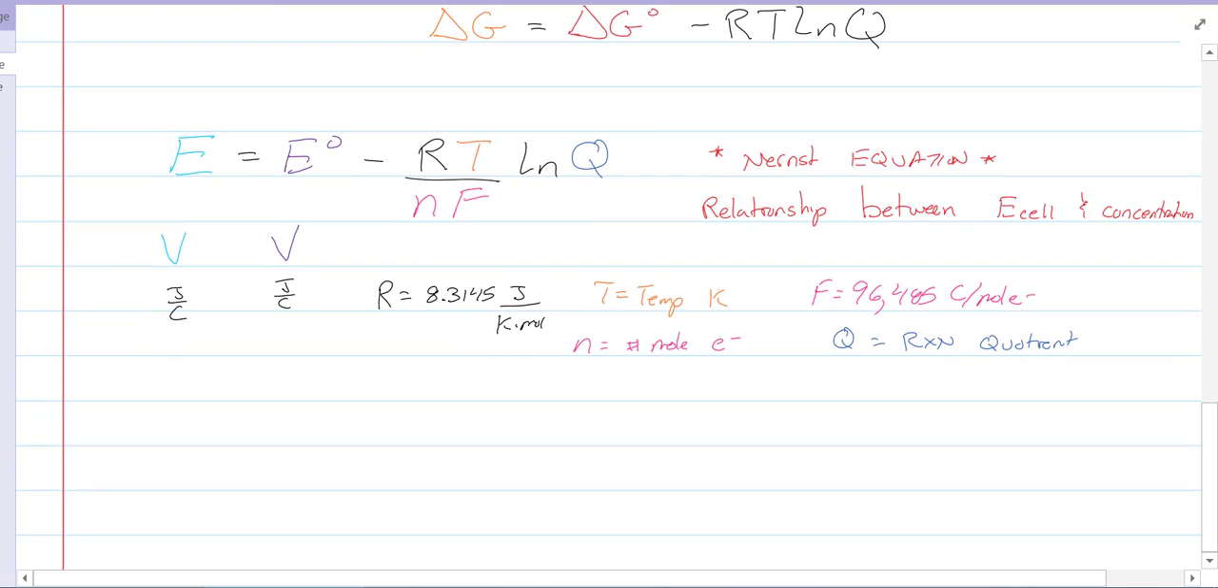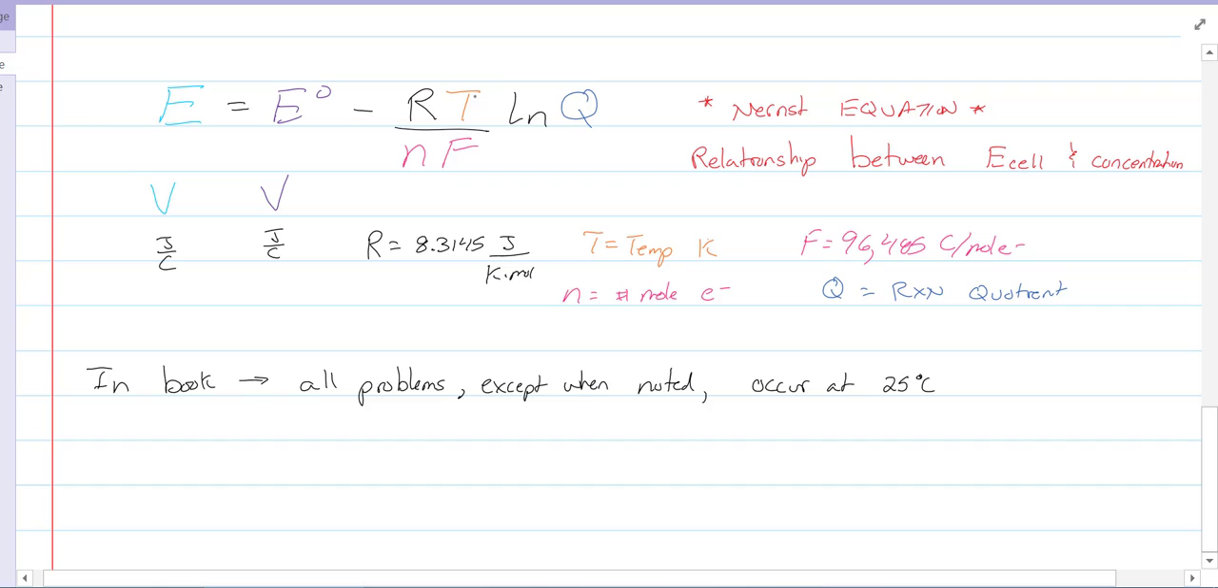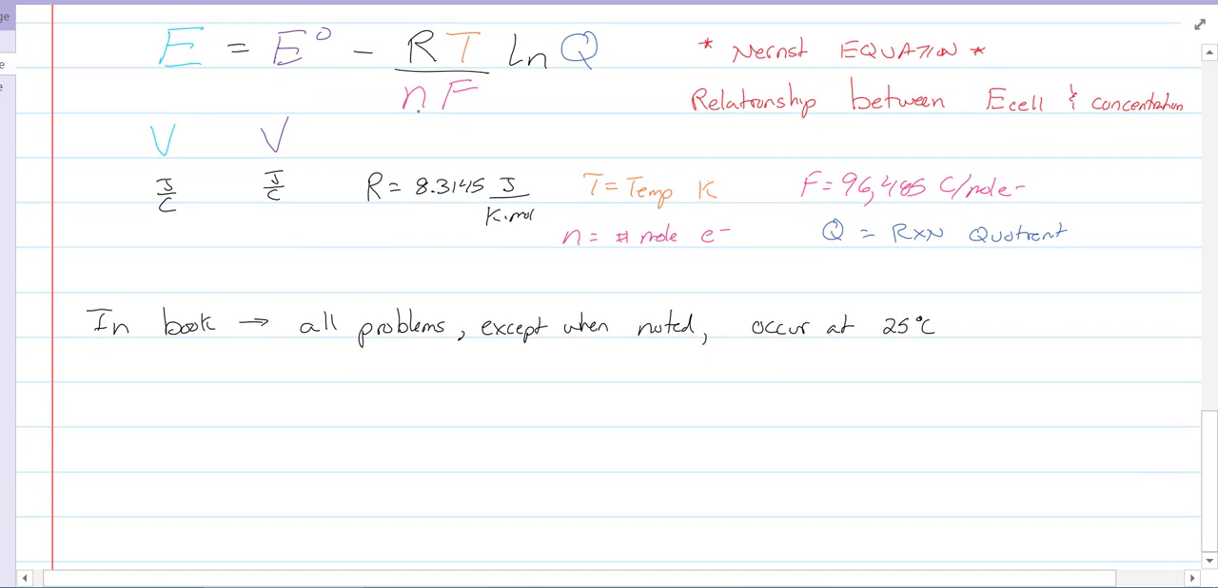Now, in the book, in most books, all problems, except when noted, which are very few in this case, occur at 25 degrees Celsius. So that means temperature is a constant, F's a constant, R's a constant, and they like to make natural log into log, which you can do mathematically.